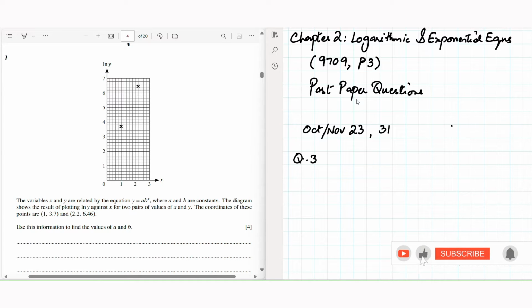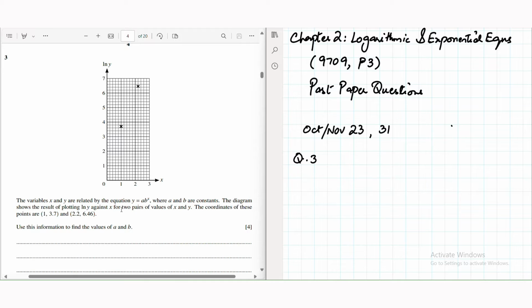Today we're going to talk about the past paper questions for logarithmic and exponential equations, which is according to the syllabus of 9709 P3, that's chapter 2. In books, this may slightly vary, so we'll try out some questions today from 2023. Starting with the first one, October-November 2023, variant 3.1, and question number 3. So let's see this.